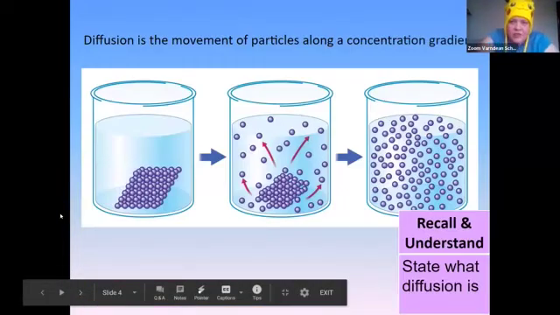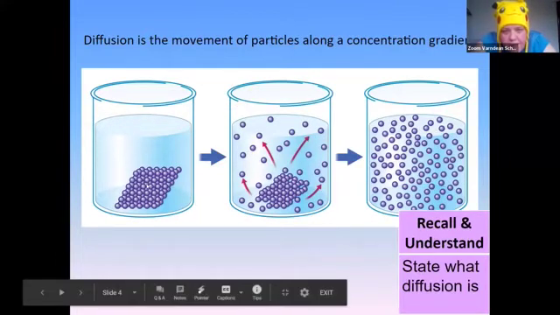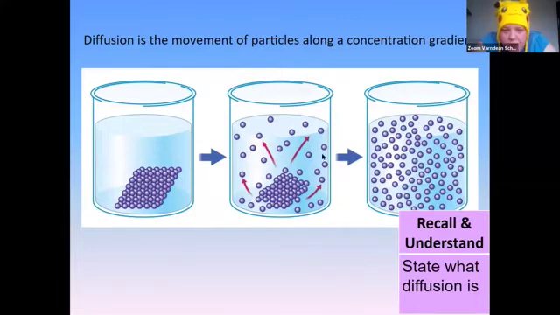So this is my reminder. Diffusion is the movement of particles along a concentration gradient, and they go from a high concentration here to a low concentration where there's no particles, and they spread out. And this can happen in gases and it can happen in liquids.